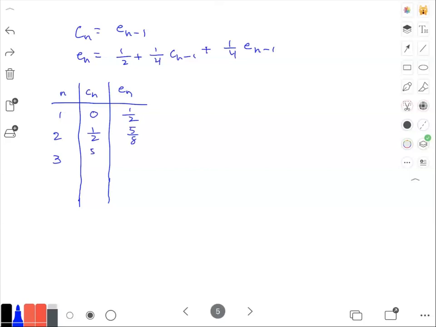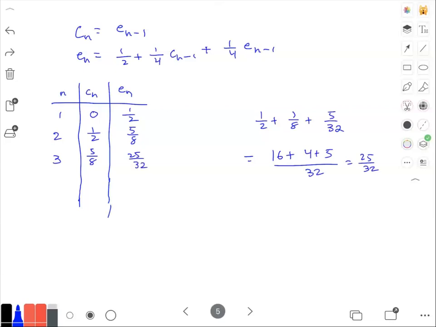For 3, C3 becomes 5/8. And then E3 would be 1/2 plus 1/4 C2, which is 1/8, plus 1/4 E2, which is 5/32. So this is equal to 16 plus 4 plus 5 over 32, which is 25 over 32.